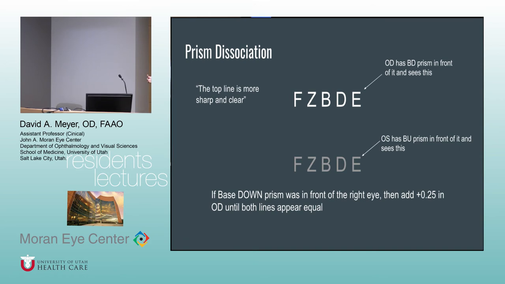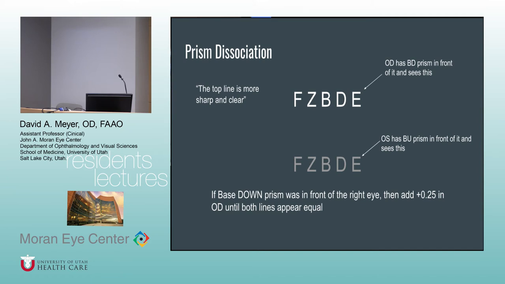You fog them a little bit, again, a knockout accommodation. I've added like a quarter, or a plus 0.50, and I say, all right, you're seeing two lines of letters. Which line of letters is sharper and clearer? And in this case, this patient says, well, the top line is more sharp and clear. I like that. Well, the right eye is the one that has the base down prism.